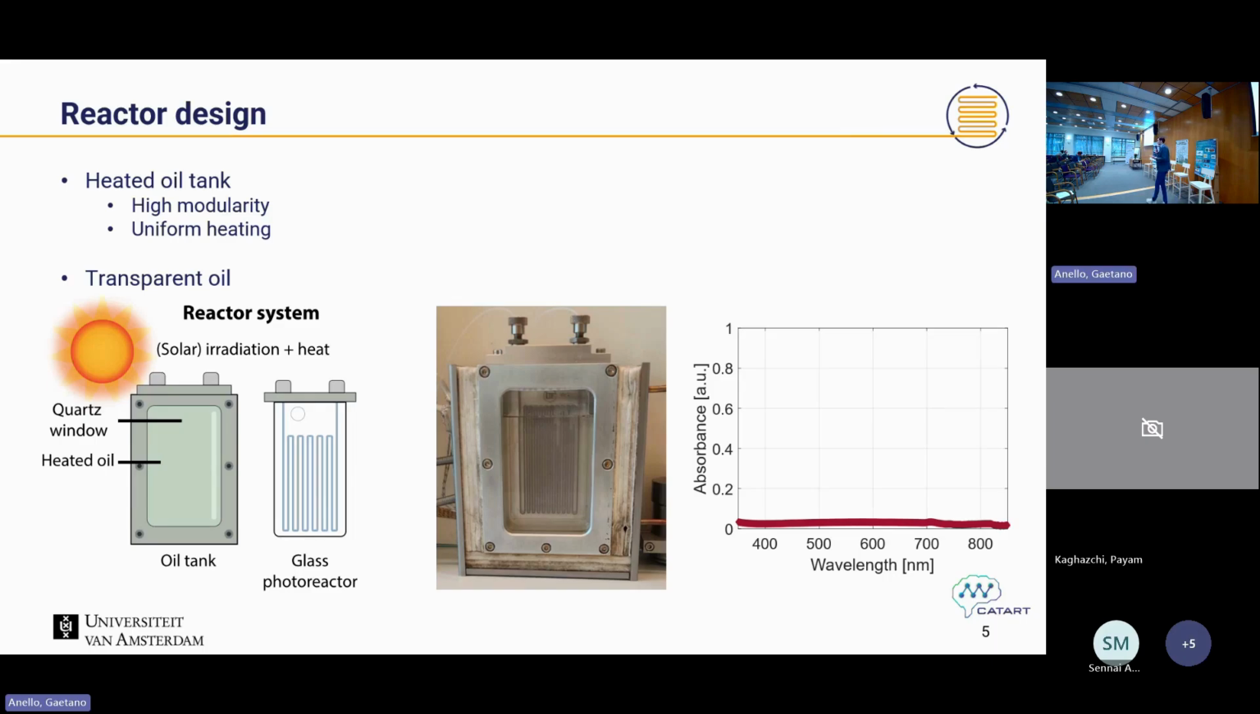It also gives rise to a modular system. You can imagine any reactor that fits in the oil tank, you can fit in if you want to use a tube or anything else. You just insert it in the reactor and you can start screening.